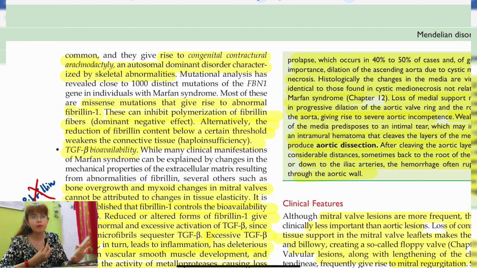Okay, all these are points. There is no concept here. You just have to memorize these points, and all of these can come as short notes, in your MCQs, or as long questions. So all of these are important, but there is no concept.